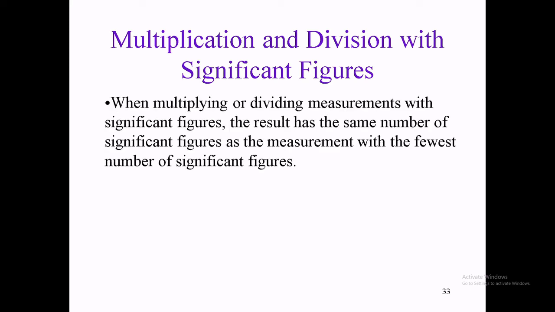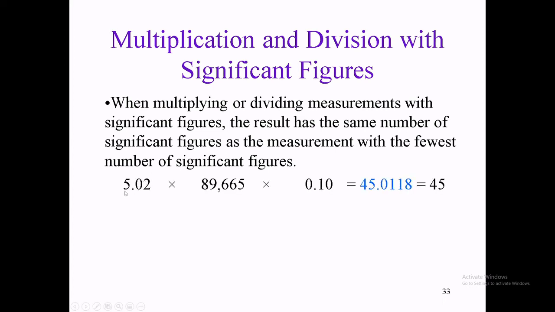So when you're multiplying or dividing measurements with significant figures, the result has the same number of significant figures as the measurement with the fewest number of significant figures. So there's a lot there to unpack. Let's take a look at an example.